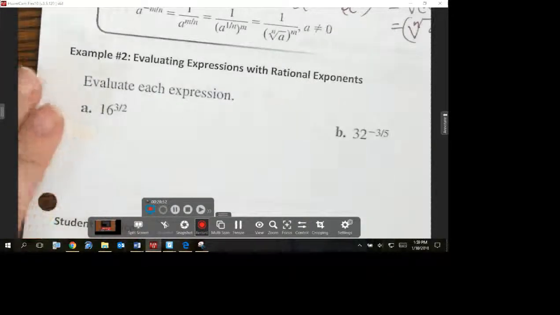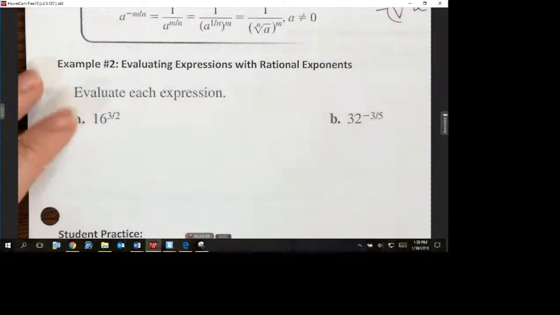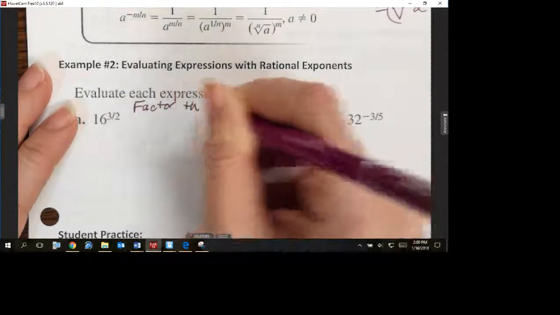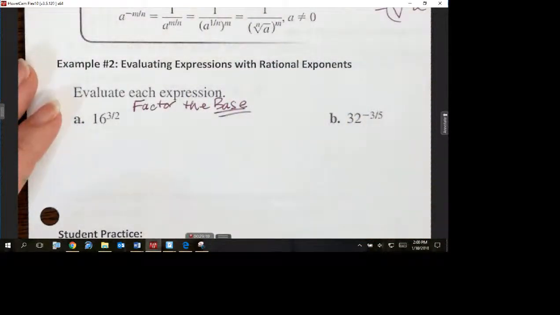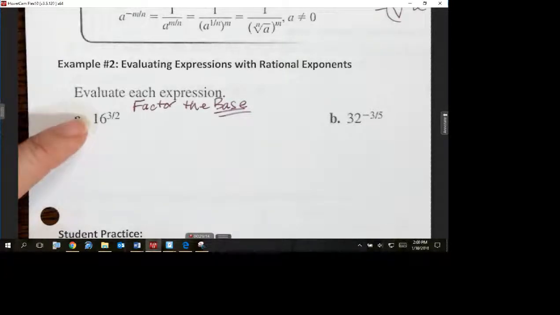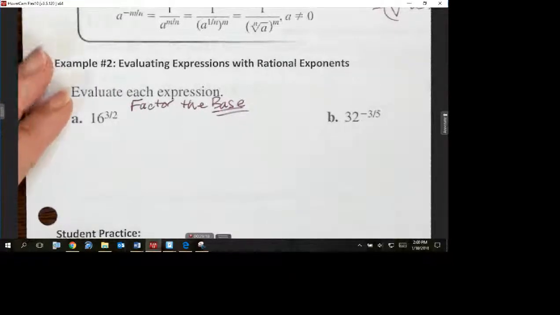Okay, so evaluate each expression. I'm going to do this the way that I think is the easiest. The very first thing that I would suggest you do is factor the base. The base is the big number. So what's my big number? 16. So I'm going to factor 16. How do I get 16?